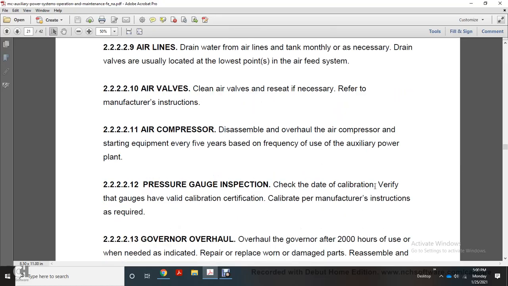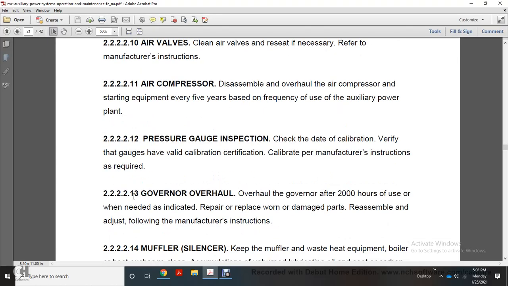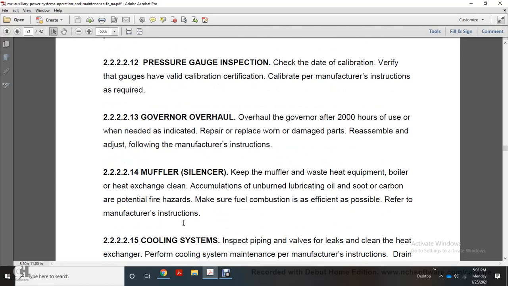Pressure gauge inspection: check the date of calibration and verify that the gauges have valid calibration certification. Calibrate per manufacturer instructions as required. Governor: overhaul the governor after 2,000 hours of use. If work is needed as indicated, replace or repair any damaged parts. Reassemble and adjust following manufacturer instruction.